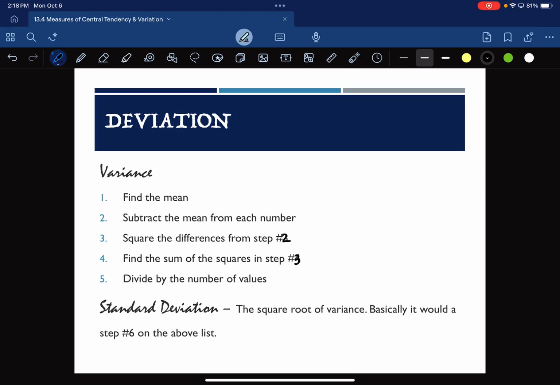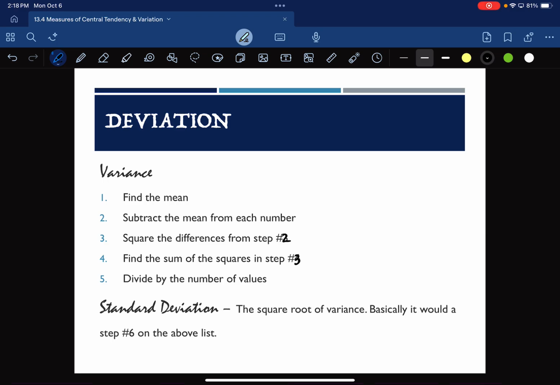We find the sum of the squares in step 3. And then we divide by the number of values. That's a typo in your book, and on the pages I printed too. Double typo, man. Okay. Standard deviation is almost like step 6 to this. So if I want to find the standard deviation after I've already found the variance, I just need to take the square root. It's essentially step 6.